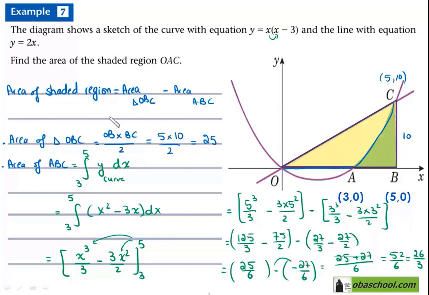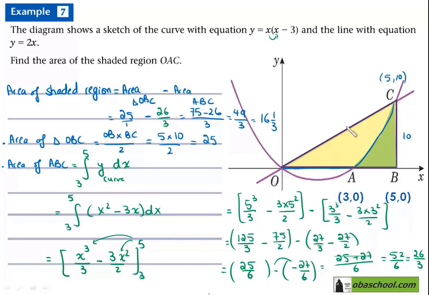Now we substitute the values in the main equation. Area of triangle OBC is 25 minus area of ABC, which is 26 over 3. Now we solve the fractions normally. We have a common denominator, which is 3. 25 times 3 is 75, so 75 minus 26 over 3. The value is 49 over 3, or a compound fraction, which is 16 1/3.